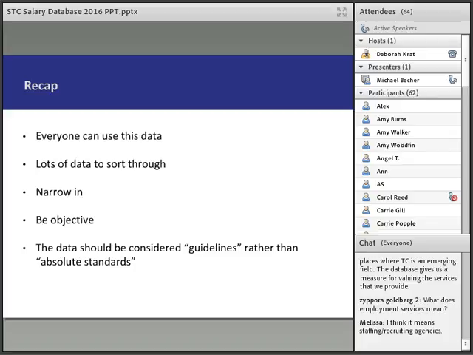Don't think that 2 years in, you should be making as much as the 90th percentile person. Just be objective when you're looking at yourself versus the rest of the profession. And again, the data should be considered guidelines rather than absolute standards, and compensation packages play a huge role in that. Not everything is just salary-based. You need to look at the whole picture of your 401k, your health care plans, and all of that when you're looking at how much you make versus other people in the profession.